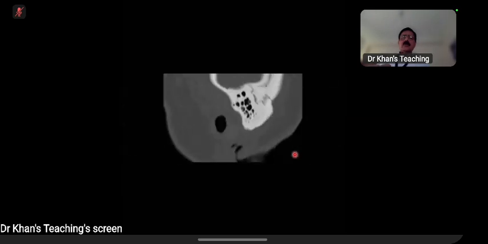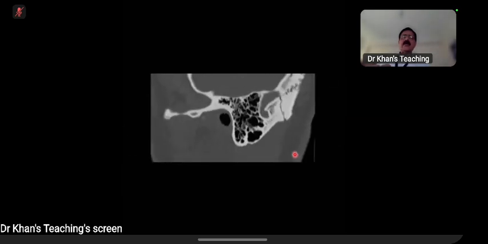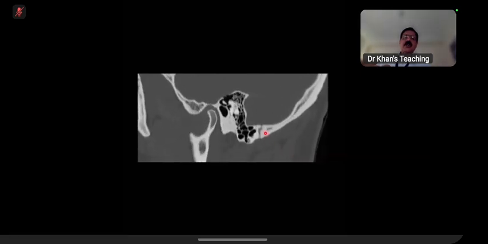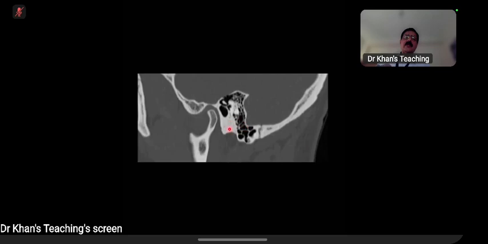So now, and just a quick one, on a sagittal, the descending portion is very well seen. So this is the descending portion. We call it the hockey stick appearance. And actually, you can see here where I'm pointing out the chorda tympani actually arising from it. So this is the descending portion. On a sagittal also, you will see it very well.